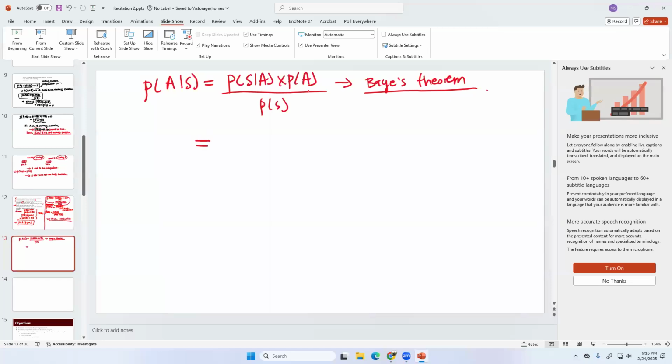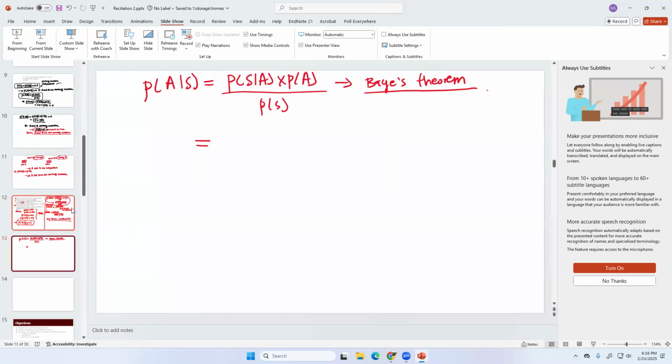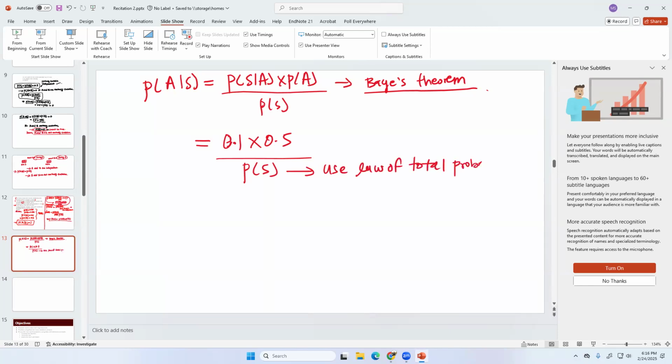So what is the probability of S given A? 0.1. What is the probability of him going to Alaska? It's 0.5, right? It's tossing a fair coin. And what is the probability of S? Here you have to use the law of total probability. Whenever you have a question that involves Bayes theorem, to calculate the denominator, you always have to use the law of total probability.